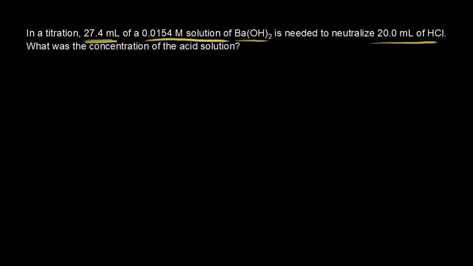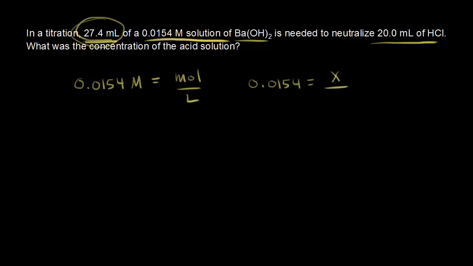Alright, so let's start with what we know. We know the concentration of barium hydroxide. It's 0.0154 molar. And we also know that molarity is equal to moles over liters. So we have 0.0154 is equal to, let's make moles X over liters. 27.4 milliliters is 0.0274 liters, right? We solve for X, and X, of course, represents the moles of barium hydroxide.